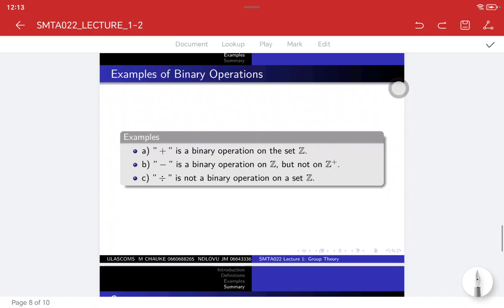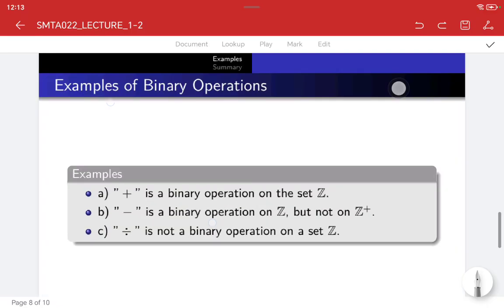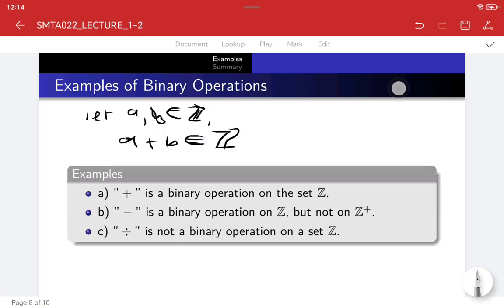So, examples of binary operations. Remember I said that these are also binary operations. Plus is a binary operation on Z. The reason being, let's start with closure. If I take two elements from Z, let's say A, B are elements of Z, and I apply closure with plus, I take A plus B. I find that A plus B is in Z. Obviously, when I take two elements, they are going to be in Z. You agree? Hence, there's closure here.